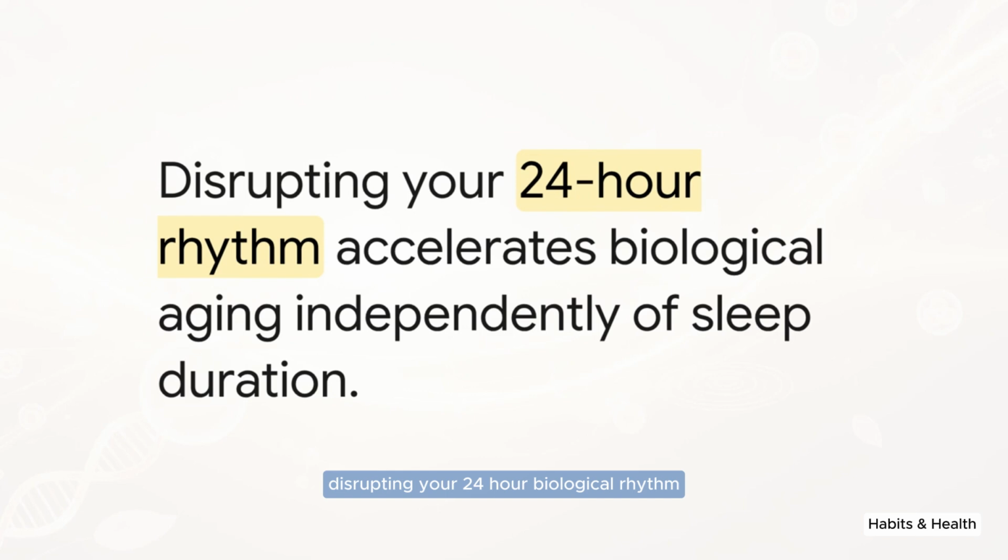Disrupting your 24-hour biological rhythm, whether that's through shift work or just staring at bright screens late at night, accelerates your biological aging independently of how many hours you actually spend in bed. This is known as circadian misalignment. It happens when the central clock in your brain gets completely out of sync with the peripheral clocks in your organs, like your liver and gut. This misalignment completely destroys your metabolic harmony and massively accelerates that epigenetic drift we talked about.